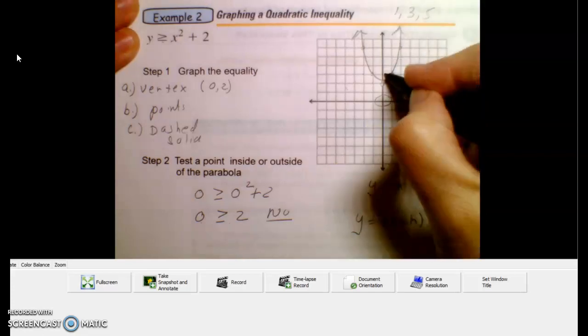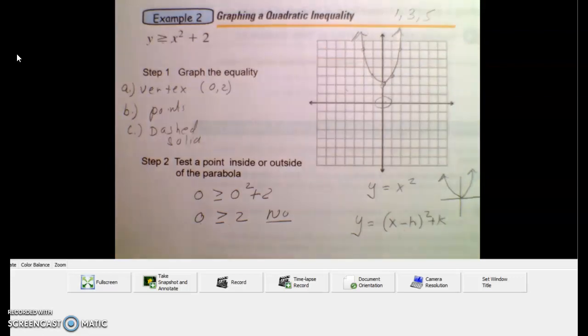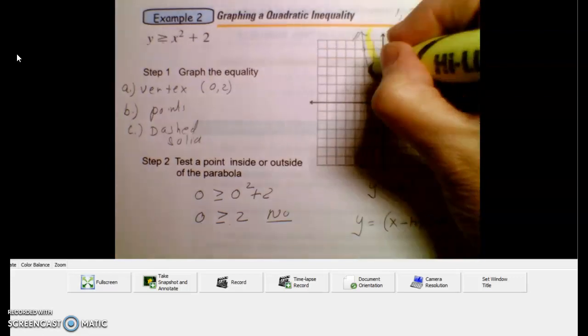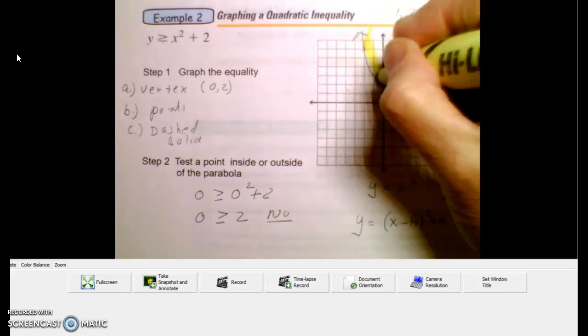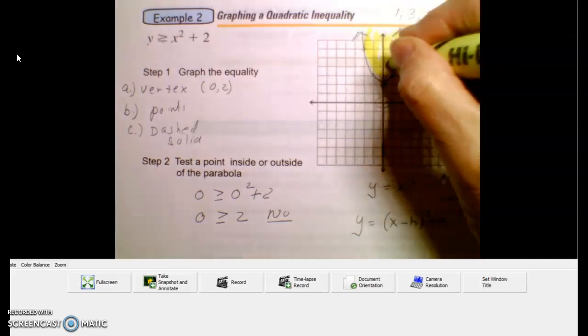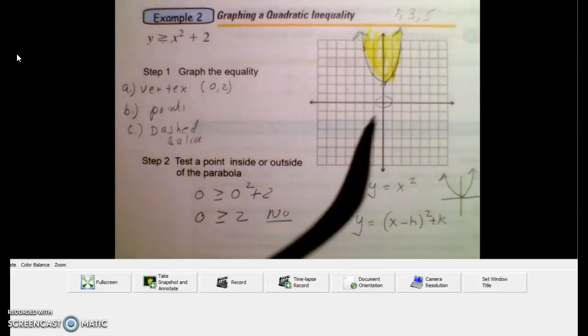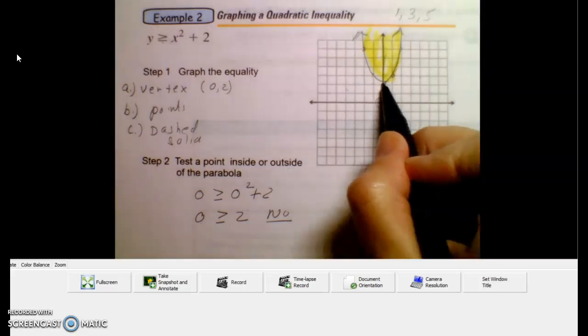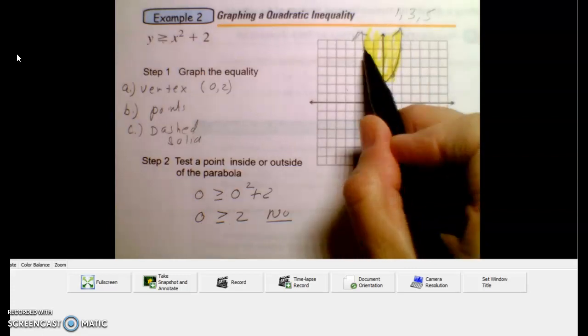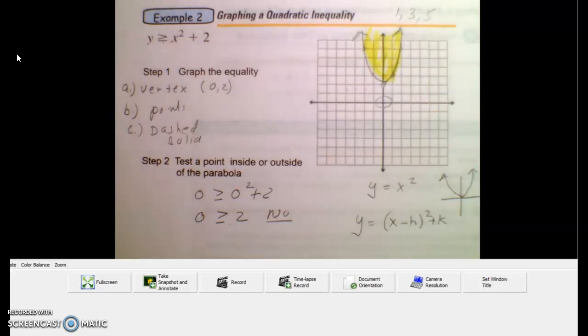So that means that it's everything inside the parabola that I want. I don't want anything outside the parabola. And this time, it includes the sides of the parabola. So that solid line tells me that the vertex would actually solve this equation too. So this point will work, this one will work, this one will work. They'll all work in that inequality. Okay, let's try one that's a little bit harder.